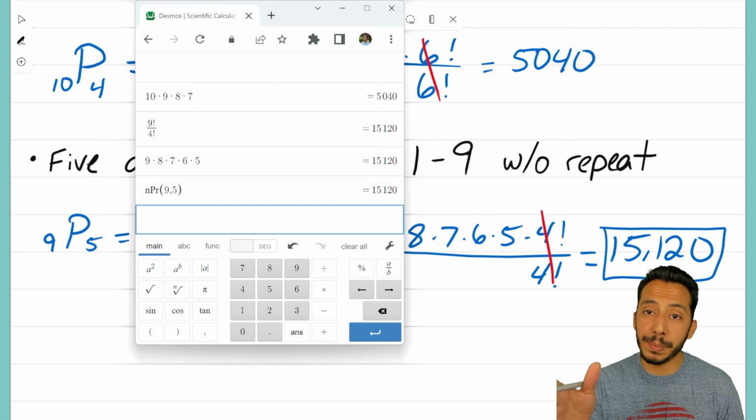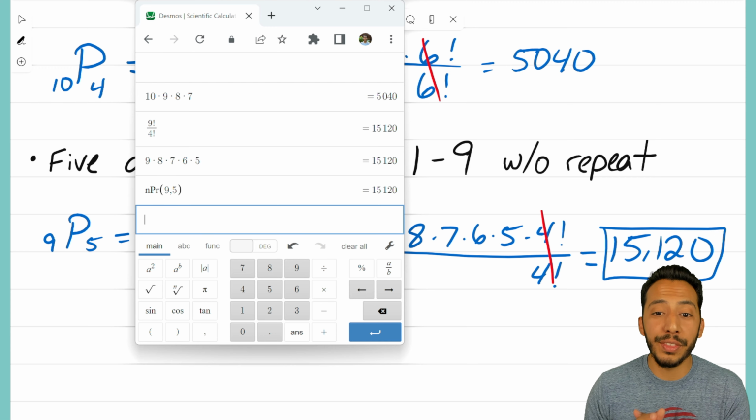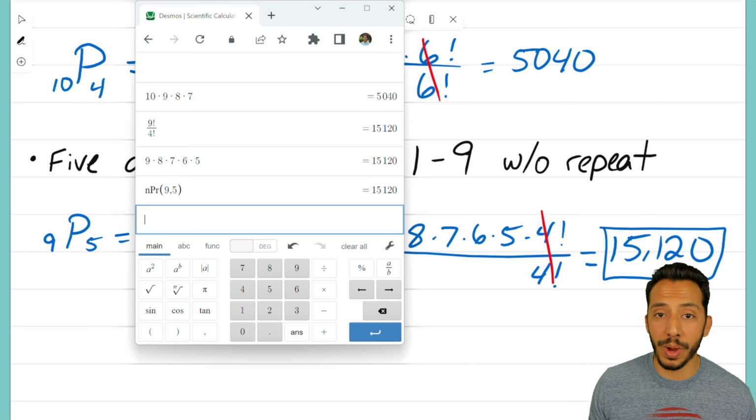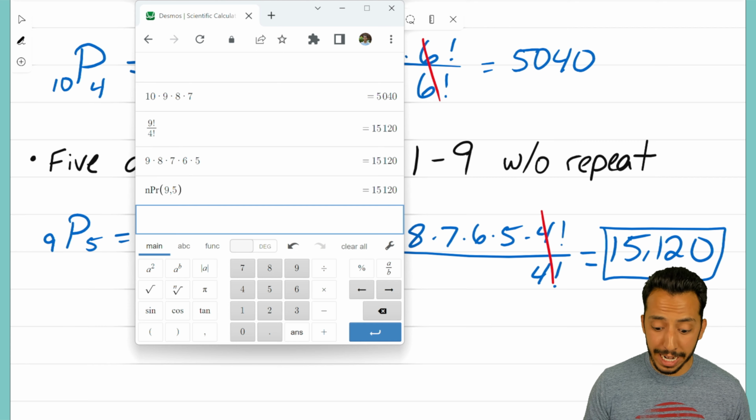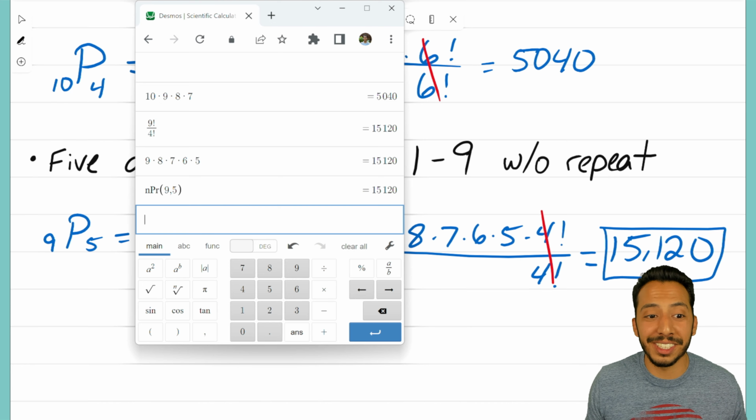I got to type in, what was my n? It was 9. My r was 5, the number I'm picking. We end up with 15,120. Lots of ways to solve this problem out. Actually, 3 different ways. I think this way is a little easier. You just punch it into your calculator, right?